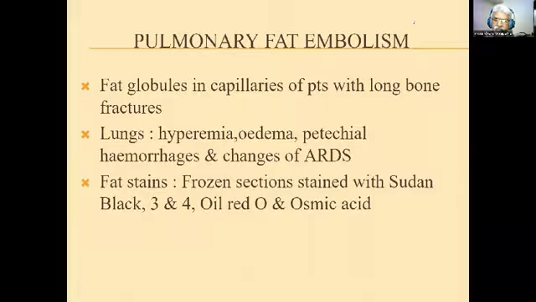We cannot demonstrate the fat with routine hematoxylin and eosin sections because when we process the tissue, the fat gets dissolved in the alcohol and other solutions we use for processing. So when we have a suspicion, we have to do a frozen section using a cryostat or a freezing microtome and stain with special stains such as Sudan black, Sudan 3 or Sudan 4, oil red O, and osmic acid.